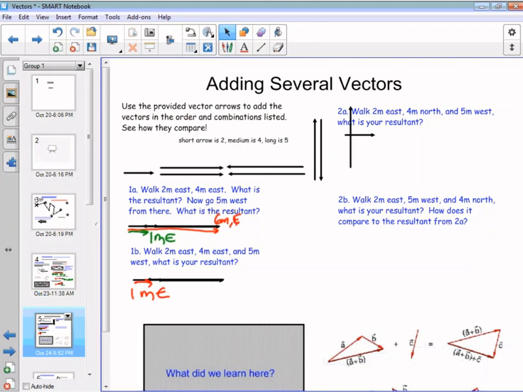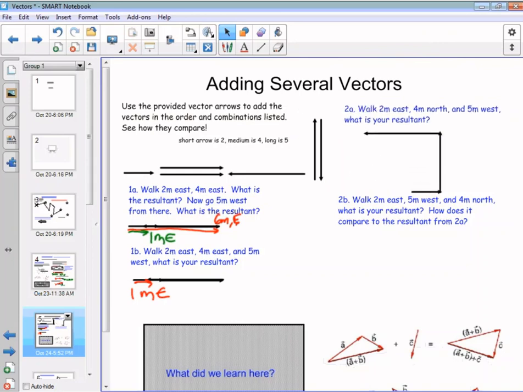In part A, we combined something and added it on, right? In part B, we just added them all individually. Okay, much easier to find the result, going from the tail of the first to the tip of the last. This is in 2 dimensions, though.